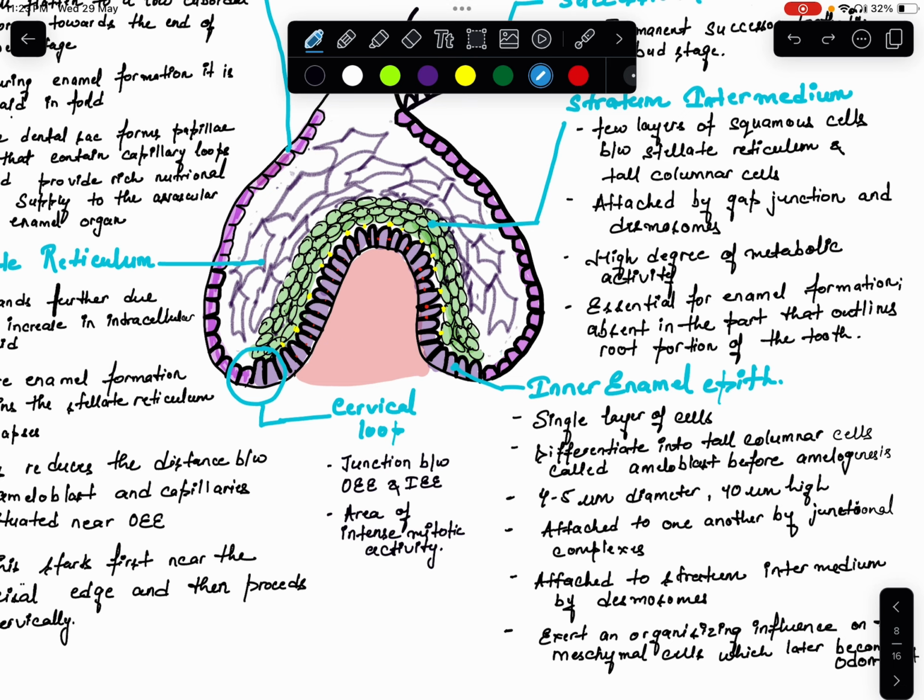Now moving on, cervical loop. This is a new structure. So this is just the junction where the inner enamel epithelium meets the outer enamel epithelium. It is an area of very high intensity mitotic activity, and this will play a very important role in root formation later on.